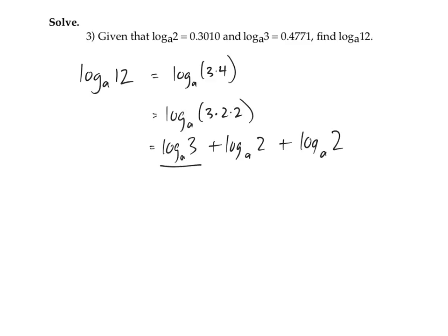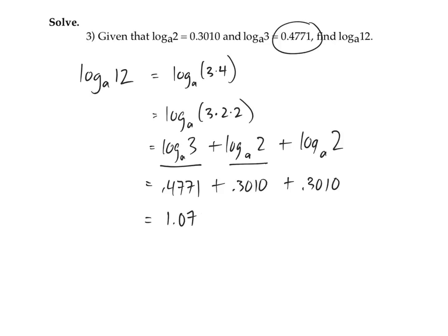But log base A of 3 from up here is 0.4771. Plus log base A of 2 from up there is 0.3010. Plus another 0.3010. So you put those on your calculator and add them up. 1.0791. All right, next question.